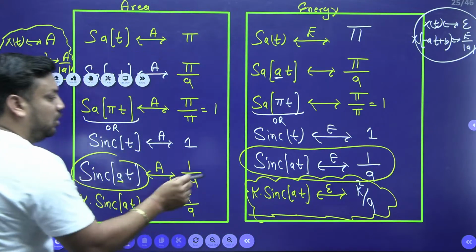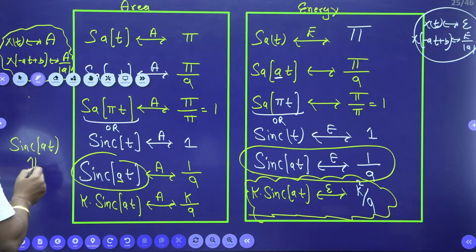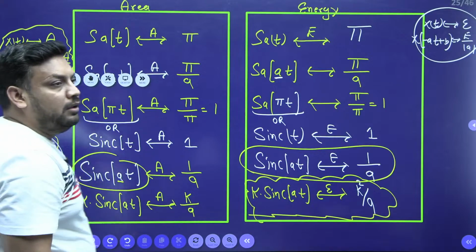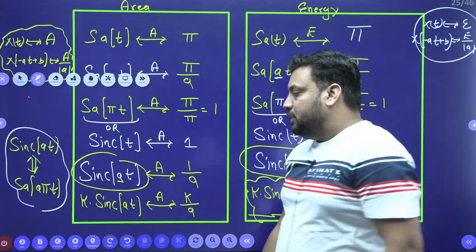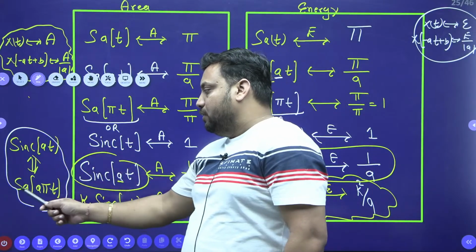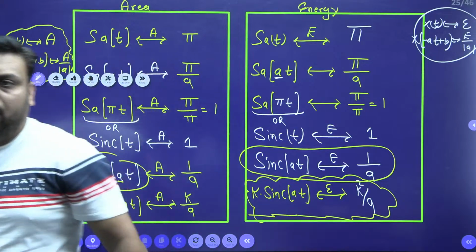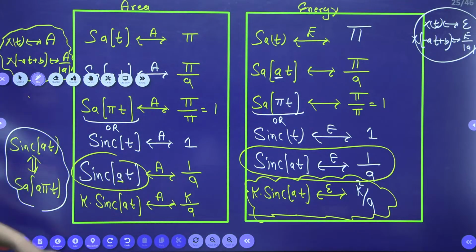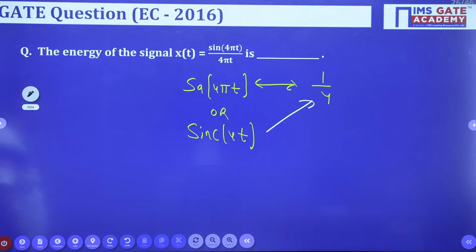Do you know sinc of at is actually equivalent to sampling of a pi t. ये equal है, both are equal. Sinc of at is equal to sampling of a pi t. ये equal है, वो दोनों, both are equal. आंसर इज 1 by 4. इतना आसान क्वेश्चन, इससे आसान क्या होगा यार, इससे आसान क्या होगा?